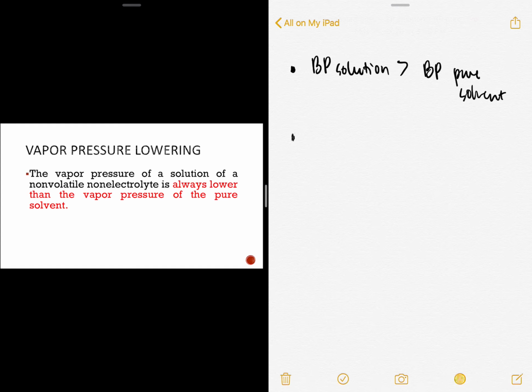How about freezing point depression? So the freezing point of the solution is always lower than the freezing point of the pure solvent. Ayan. Okay? Now we go to vapor pressure lowering. So vapor pressure lowering, the vapor pressure of a solution of a non-volatile non-electrolyte is always lower than the vapor pressure of the pure solvent.